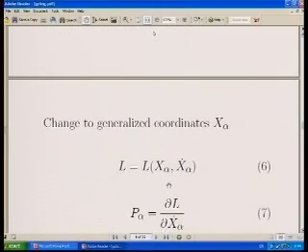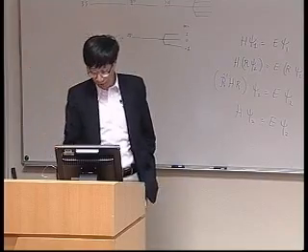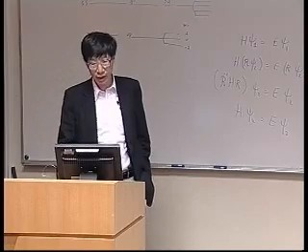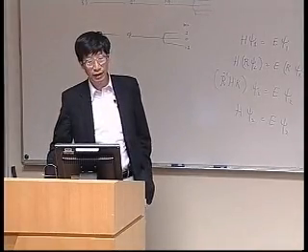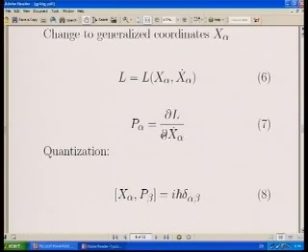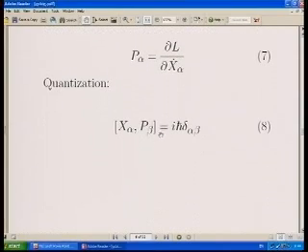Now I change to some generalized coordinates, which I call capital X alpha. Alpha, of course, runs over the same range, say 1 to 3 or whatever, but I use index alpha to denote the generalized coordinates. I can always rewrite the Lagrangian in terms of capital X, and the capital P is defined in the usual way. If I were to do canonical quantization on the generalized coordinates, I would impose this condition.